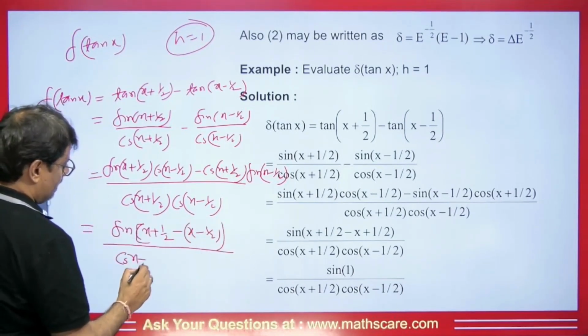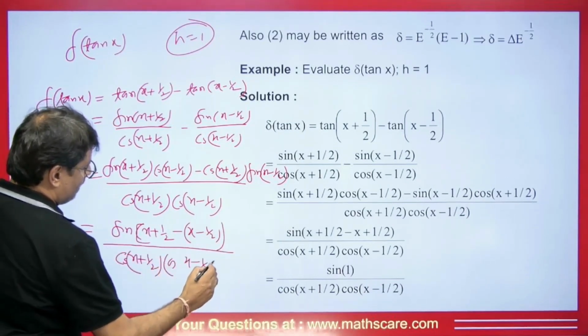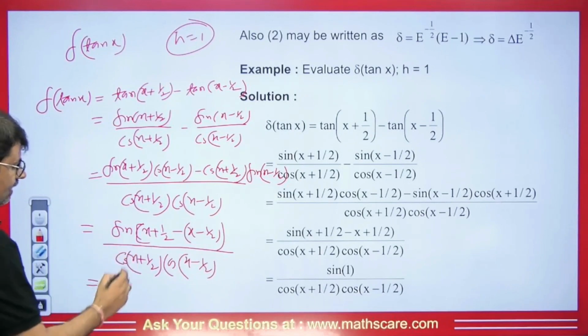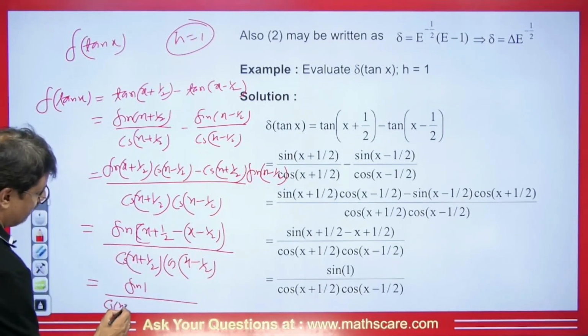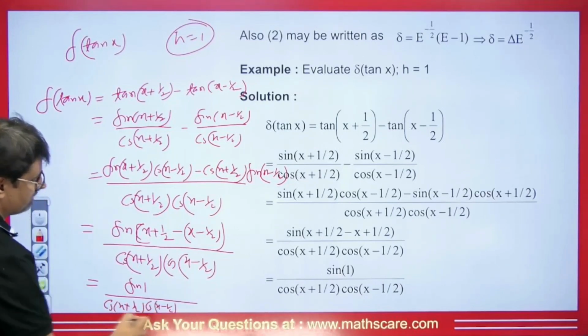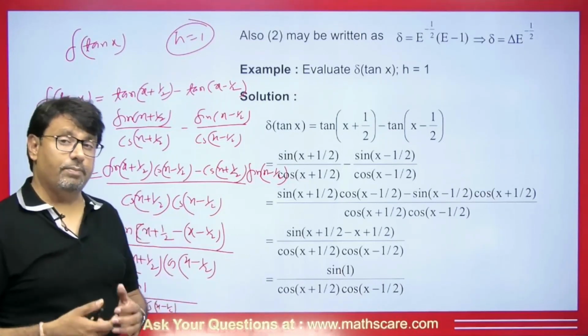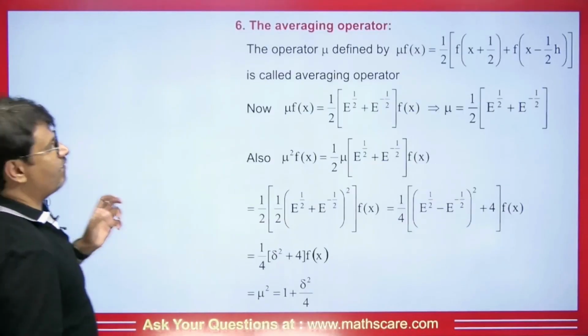Here the denominator will be cos(x + 1/2) into cos(x - 1/2), right? Clear, students? Here, this x will cancel this x. So from here, our value will be sin 1 upon cos(x + 1/2) into cos(x - 1/2). So this will be the value of this here. We can easily prove it this way. So moving on, students, the next concept we have is the average operator.